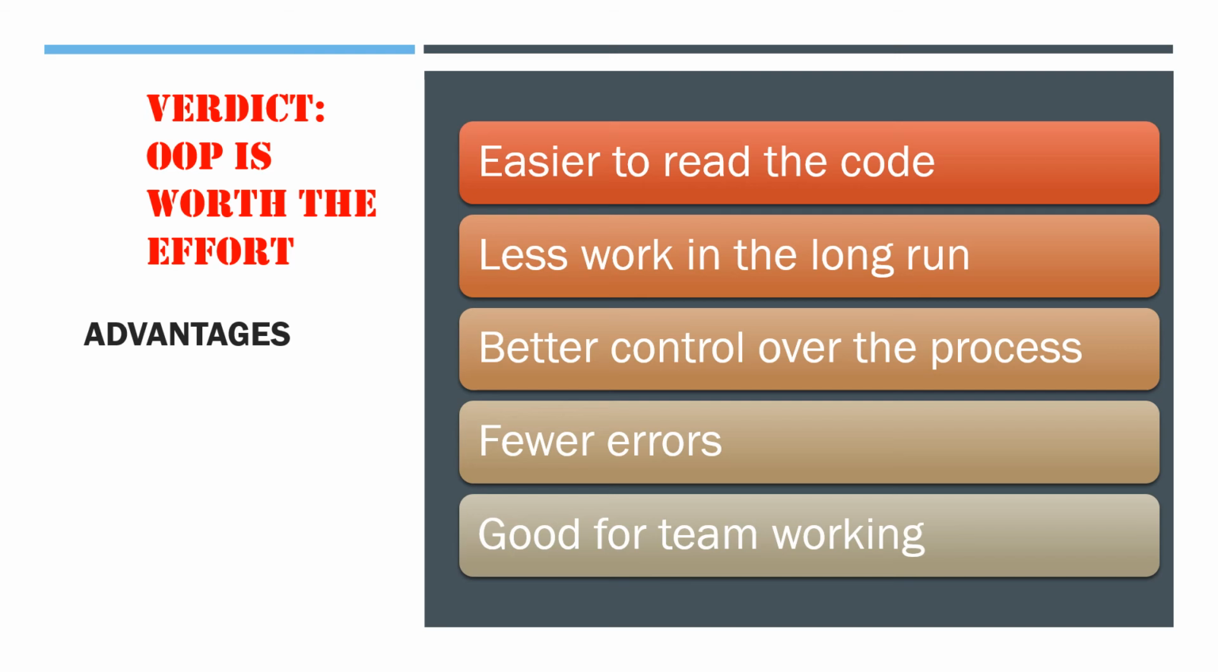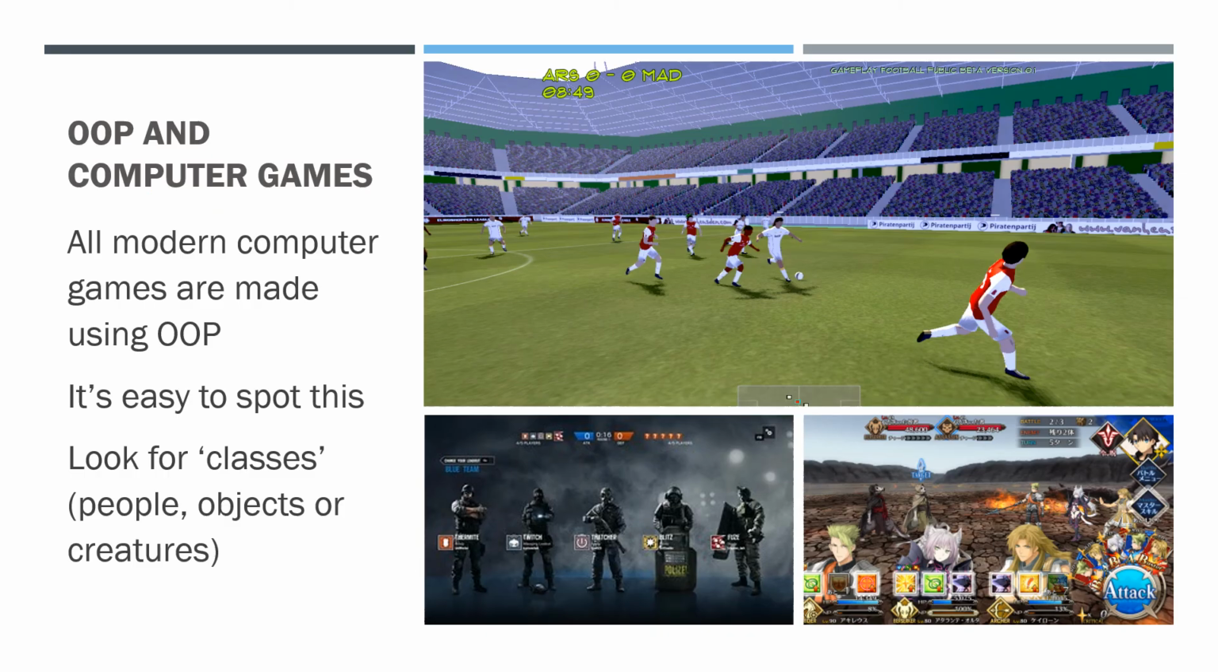So the verdict is that object-oriented programming is definitely worth the effort, and it is extremely widely used. It's used a lot in computer games. You'll notice that the games you play typically feature objects which vary in the details of their attributes, but have a lot of similarities. Think of the players in FIFA. They've got differences, but overall the player type of character has a lot of similarities as well, and it applies to all kinds of games.